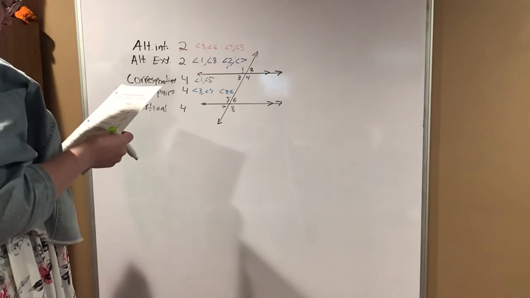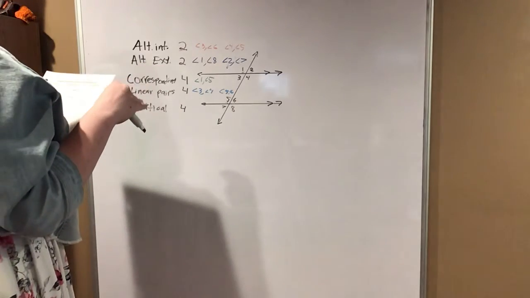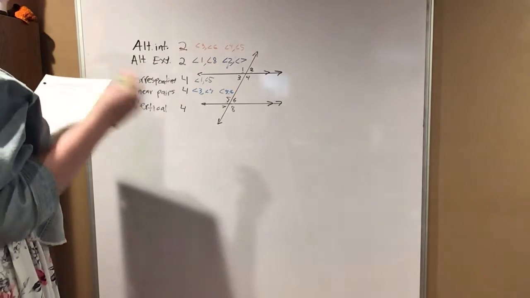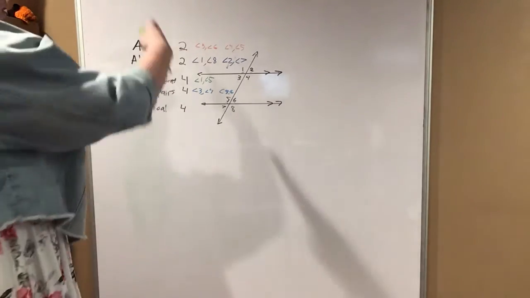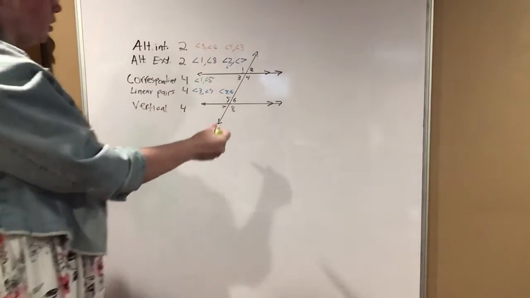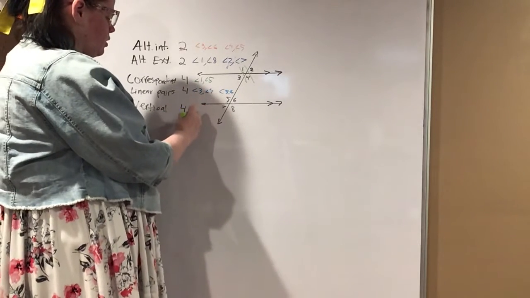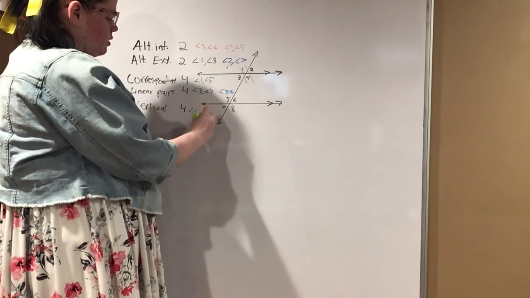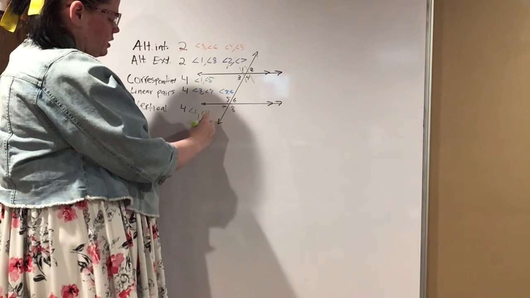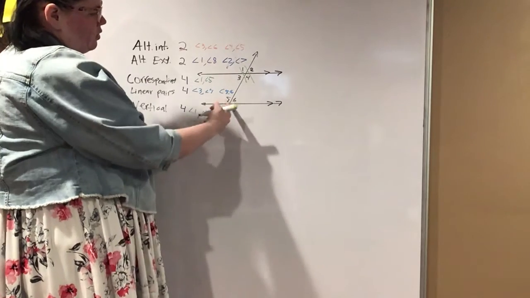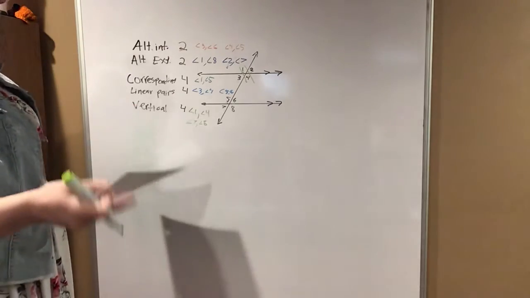With vertical angles, vertical angles are opposite angles formed by the intersection of 2 lines. So they have the same measure. Let's look at this. What does vertical mean? Right here, your pair is 1 and 4. But then we also have one at 7 and 6. And then we'd also have one at 5 and 8, and 3 and 2, because they're vertical, right? Those are what vertical angles are.